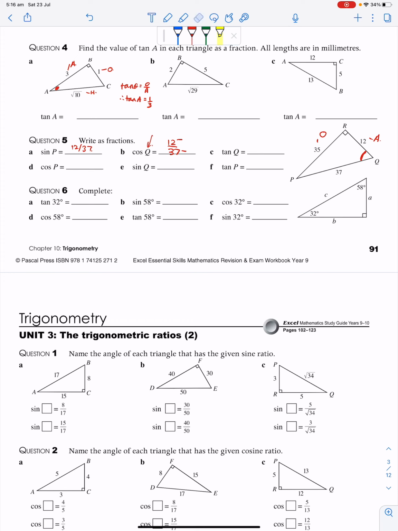Next one, the question is asking for tan Q. Because this is the angle they're referring to, tan of that angle is opposite over adjacent, and of course this is opposite and this is adjacent, so it's going to be 35 over 12.